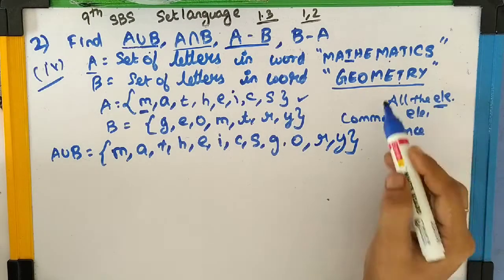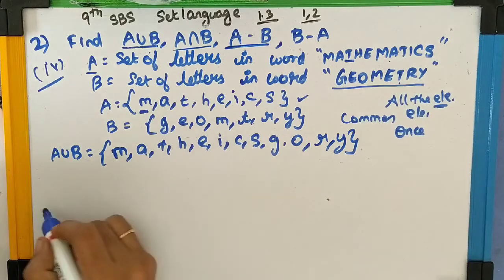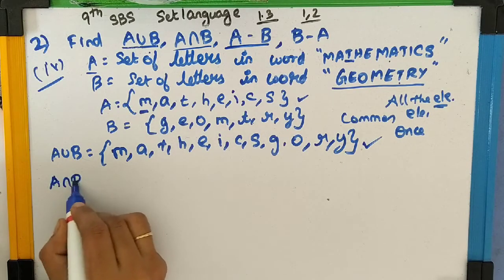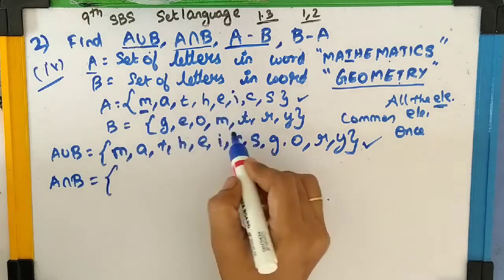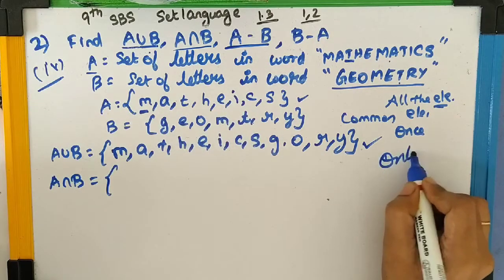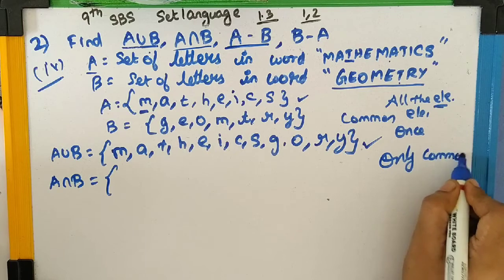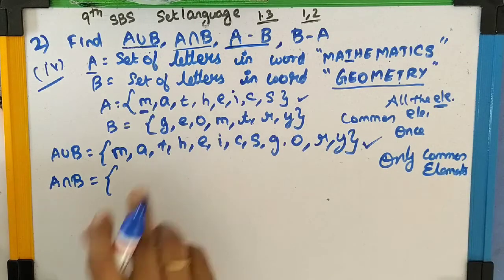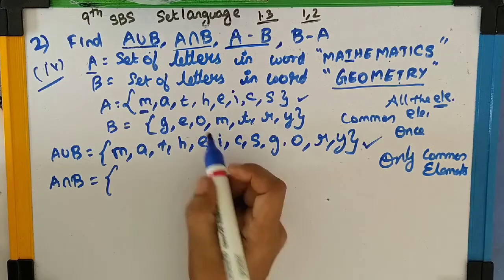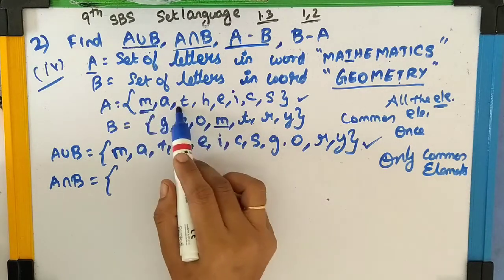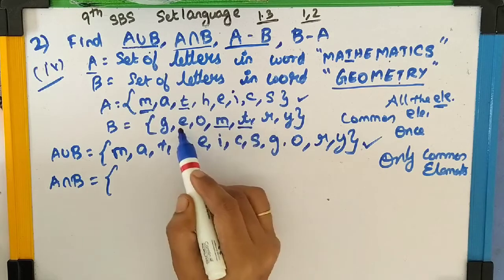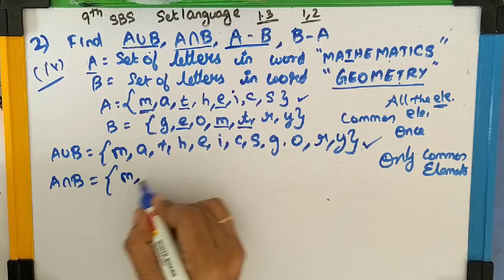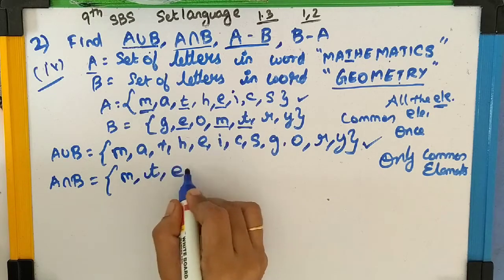Okay. Now let's go to the A intersection B. Okay. What is A intersection B? That is, we have to find the common elements between A and B. What are the common elements between A and B? Yes, M, T and E. Okay. So I am writing in the A intersection B set, that is M, T and E.